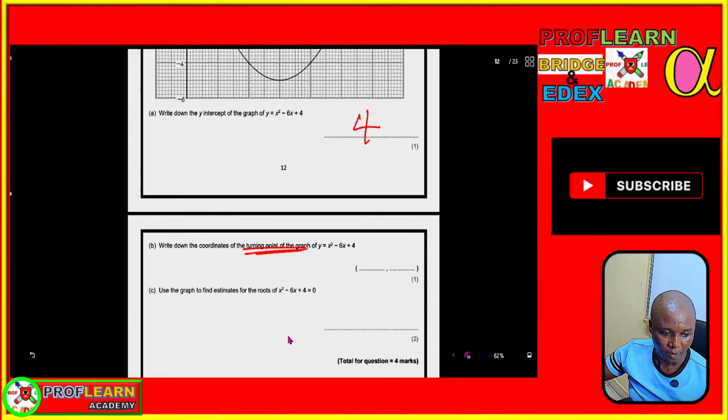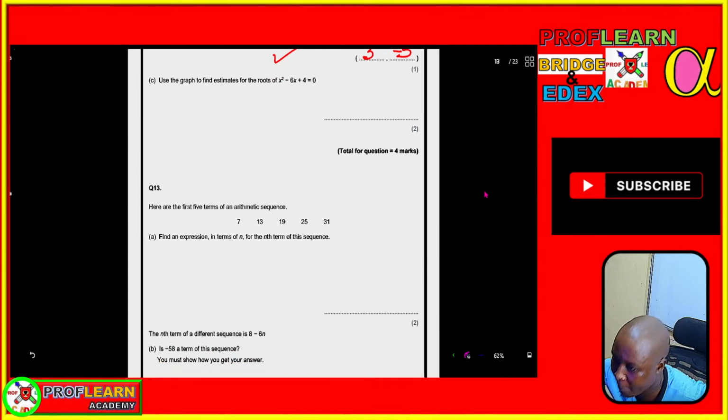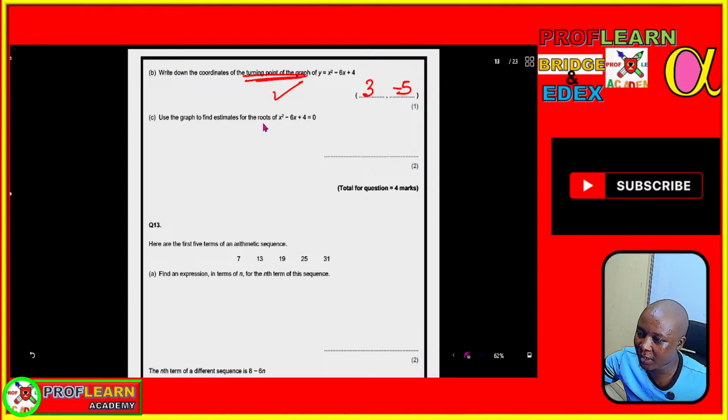That is 3, -5. Correct, Samuel. So 3, -5. This was gotten correct by Samuel and Hamed Mohammed. Use the graph to estimate the roots.